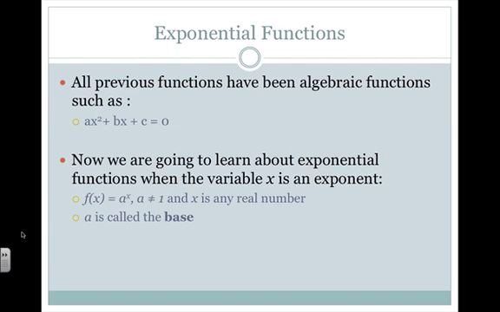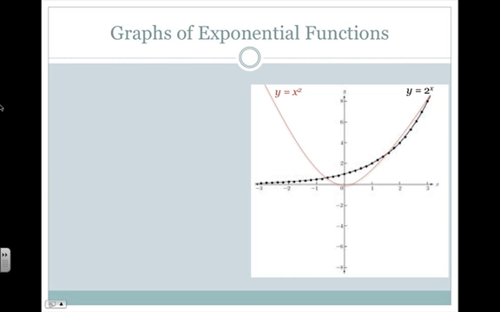Okay, so let's actually see what the graphs of these functions look like and how they differ from algebraic functions. So first we're going to look at the functions that we already are familiar with, or one of them anyway. And that's y equals x squared. You can see it in the kind of dark brown line. It's a parabola that we're very familiar with, facing upward. That's our graph of y equals x squared. But if you see the black line there, that's the graph of y equals 2 to the x. So I just wanted to show you how those two are different.